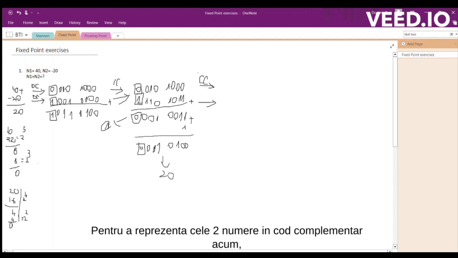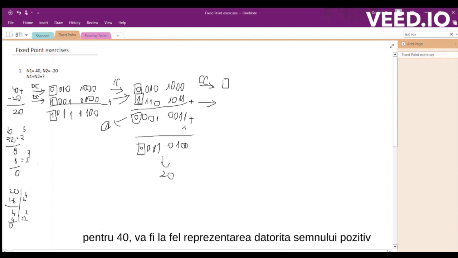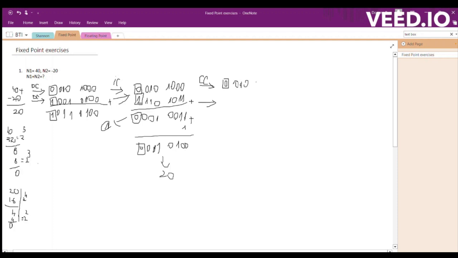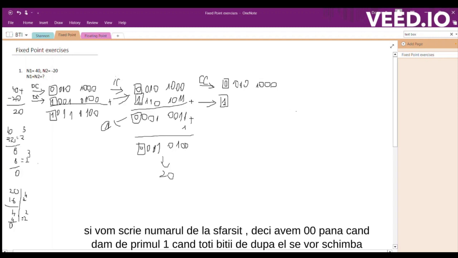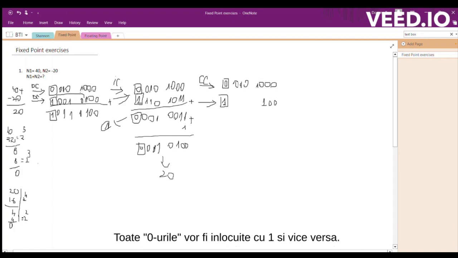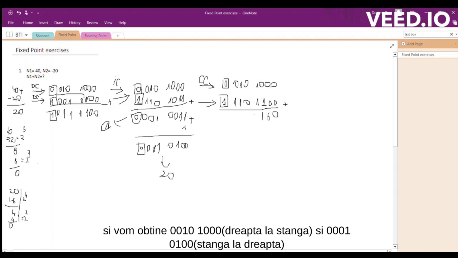Then, to represent these two numbers in complementary code, for 40, it will be the same, because it's a positive number. And then for negative 20, because it's a negative number, we will look at the representation in direct code, and we will start writing the number from the end, so we have 0, 0, until we reach the first 1. And after that, all of these bits are going to change. All the zeros are going to be replaced by 1s, and all the 1s are going to be replaced by zeros. So we are going to have 1, 0, 1, 1, and we will add them, and we will obtain 0, 0, 1, 0, 1, 0, 0, 0.